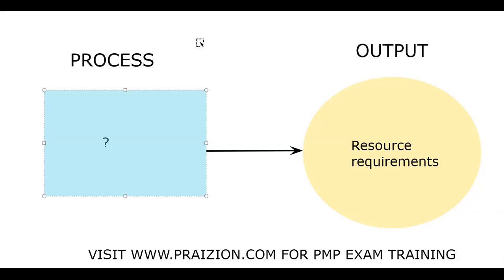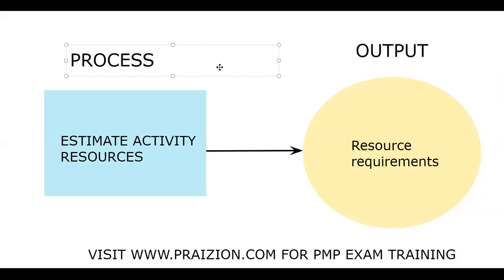All right, 3, 2, and 1. The answer to this one, my friends, is estimate activity resources. From estimate activity resources, we get resource requirements. And this is our final one for today. It has also been covered previously in this series.